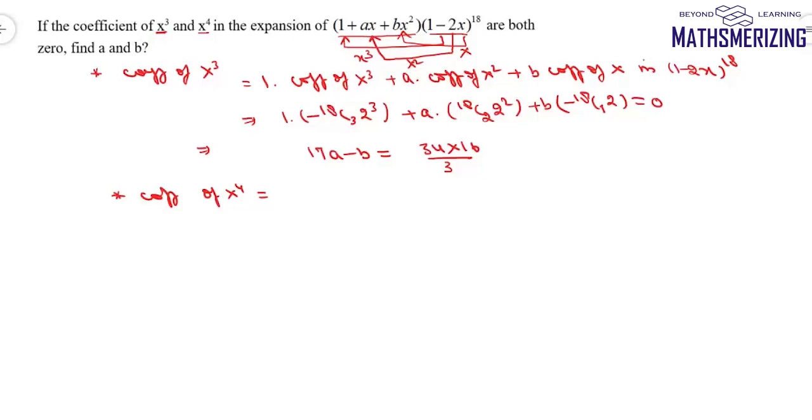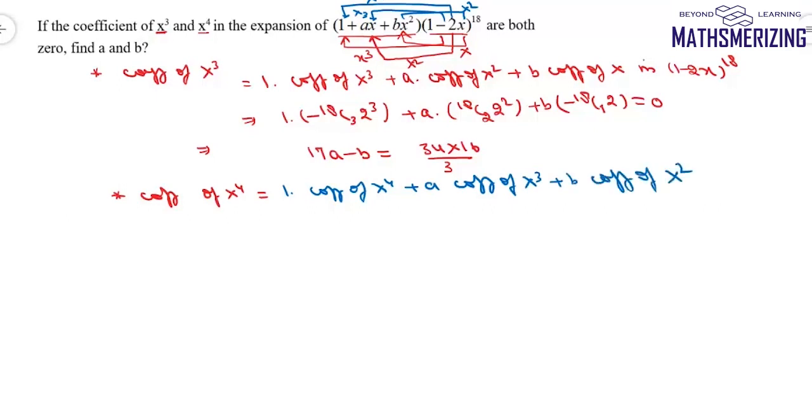Now, when x to the power 4 gets multiplied with 1, I'll get it. When x cube gets multiplied with ax, or when x square gets multiplied with x square, I'll get the coefficient of x to the power 4. So there'll be 1 into the coefficient of x to the power 4 plus a into the coefficient of x cube plus b into the coefficient of x square, and again it is given as 0, so it'll be 0.